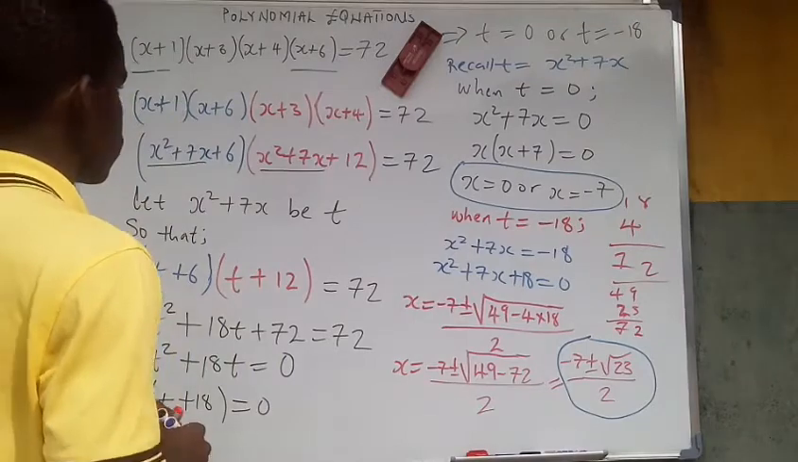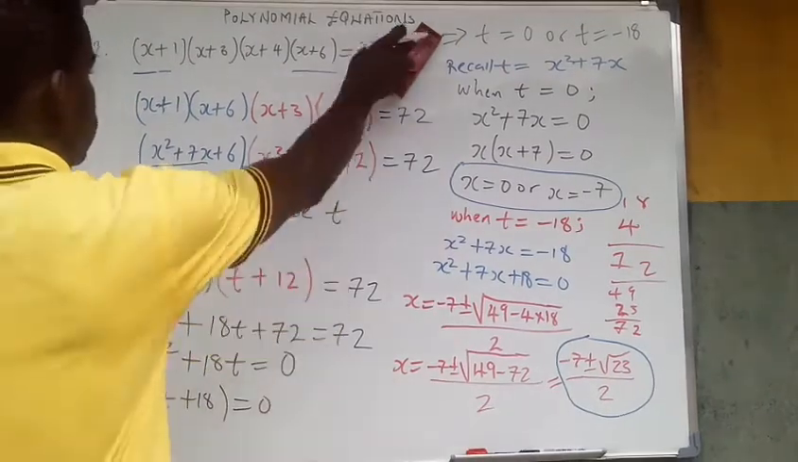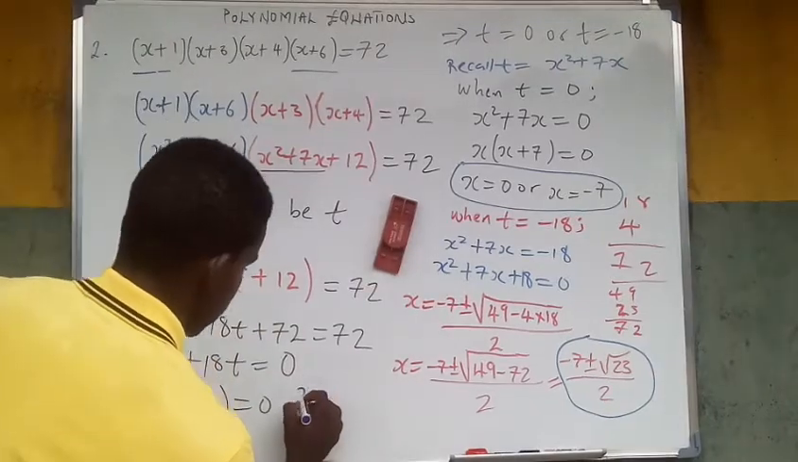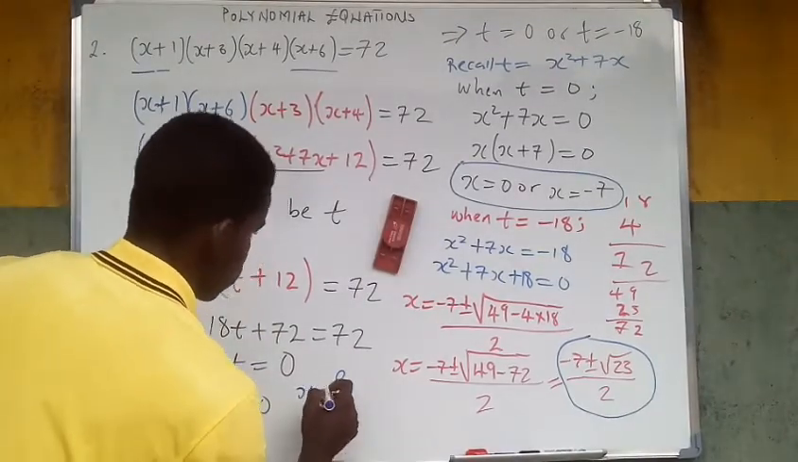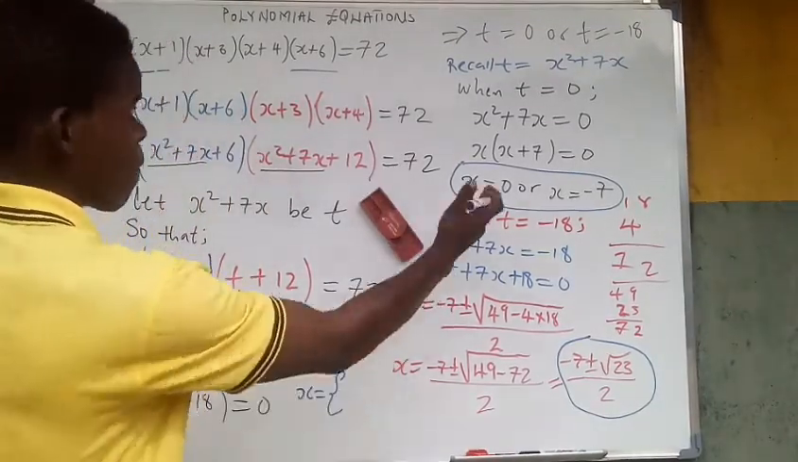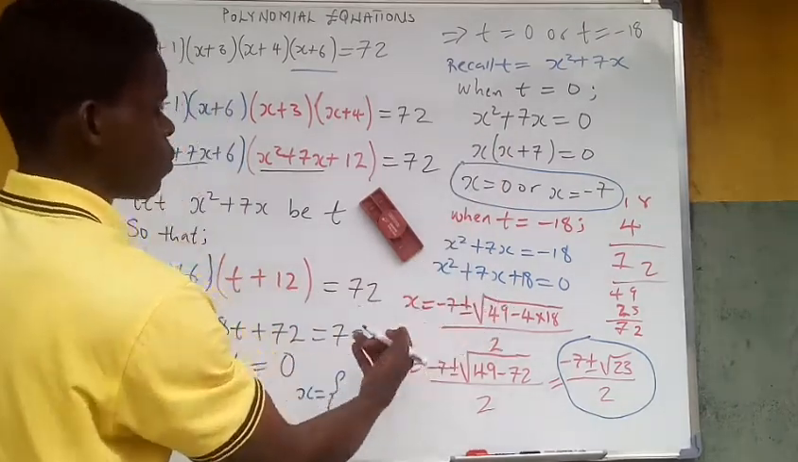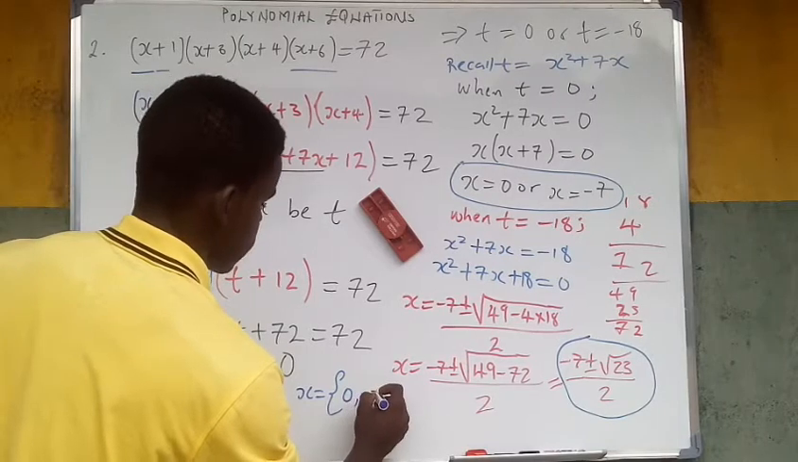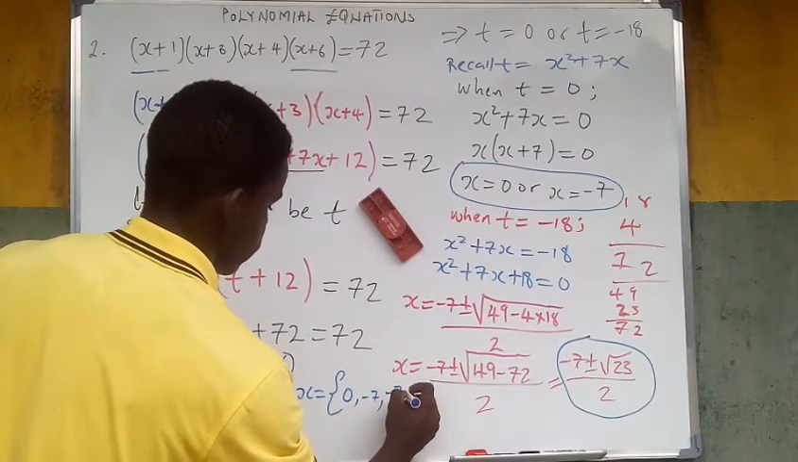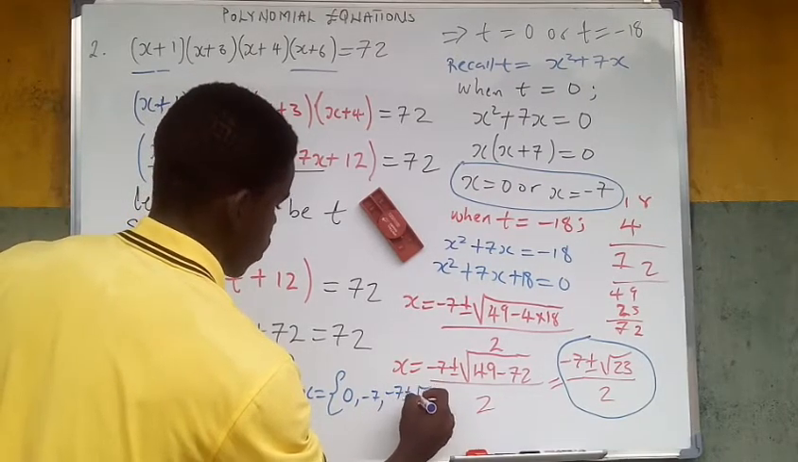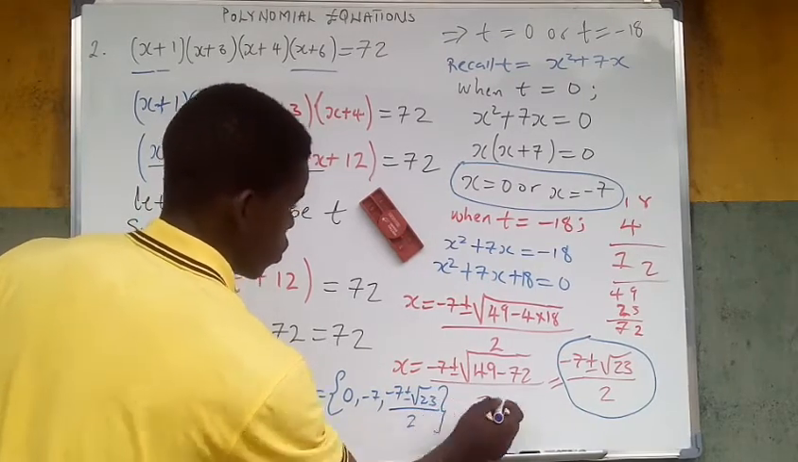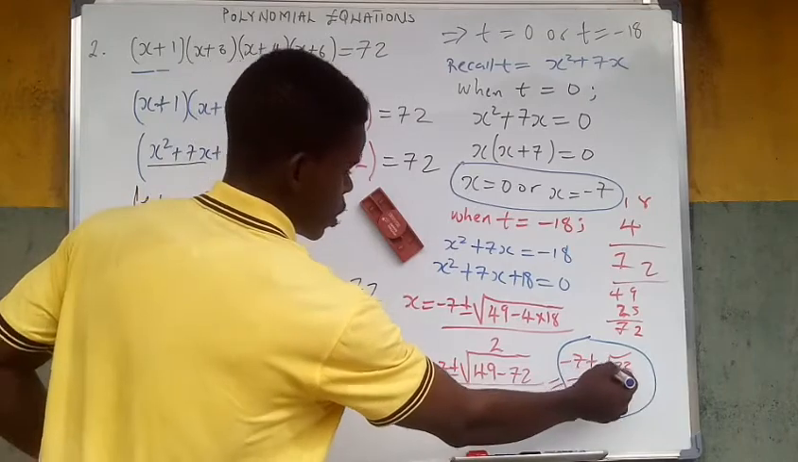Therefore, in this question, the values of x are, the first two values were x equals 0, negative 7, and negative 7 plus or minus the square root of negative 23, over 2.